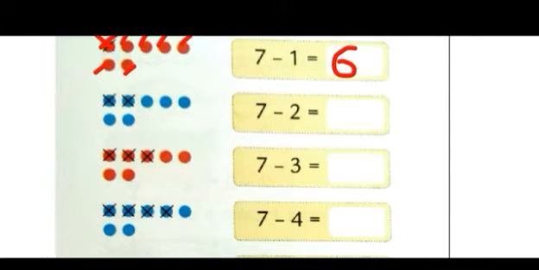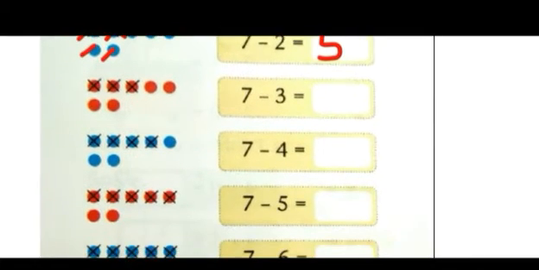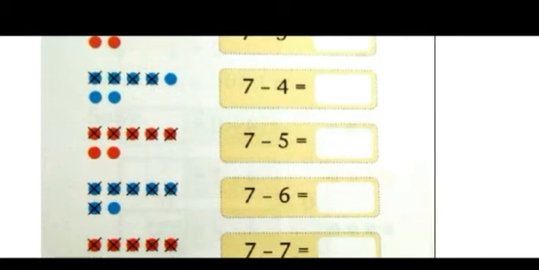Okay, moving on to the next one. Again, total 7 dots are there. And out of that, 2 dots are crossed. How many are left? 1, 2, 3, 4, 5. So we will write 5 in this space provided. So see, a number combination is being formed. 7, 6, 5. Okay. Now, scholars, the remaining, I would like all of you to do it as homework.